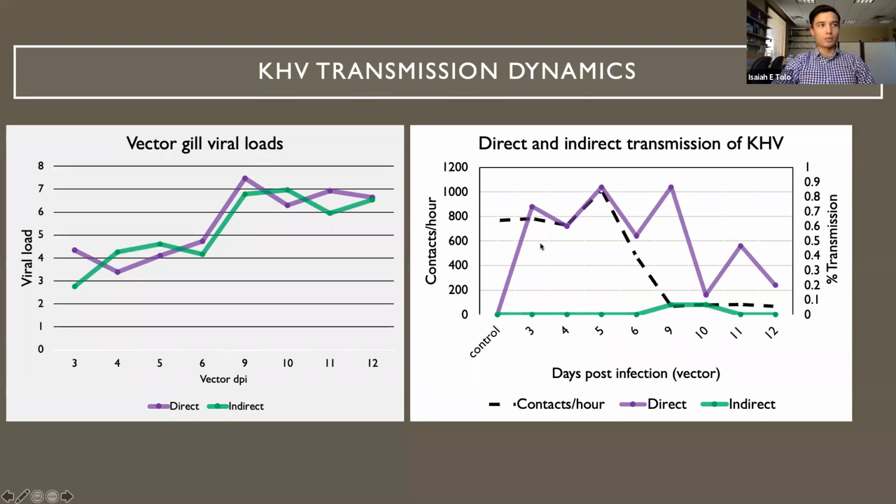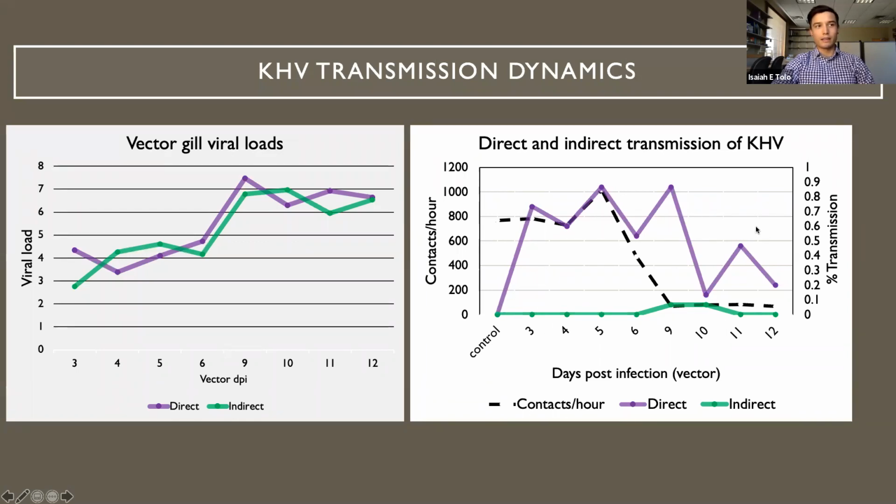Looking at the actual direct and indirect transmission, so we're looking at the number of contacts per hour. So this is how many times that vector fish was actually touching susceptibles with this black line. And you can see that during the asymptomatic period that contact is really high, and it drops off during the symptomatic period. The purple and green lines are showing the direct and indirect transmission groups again.